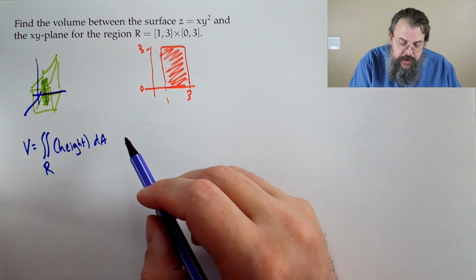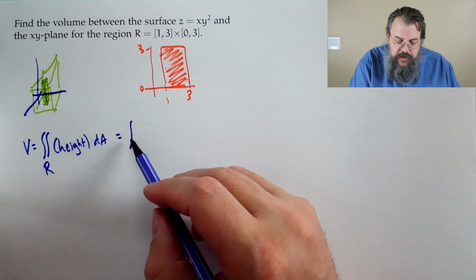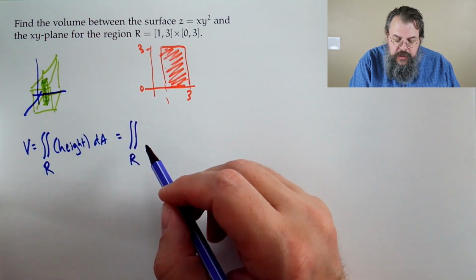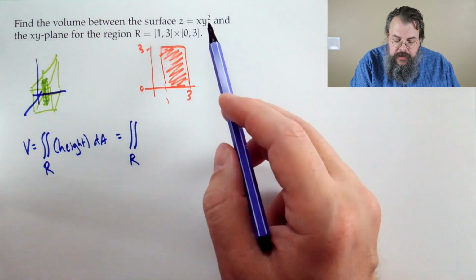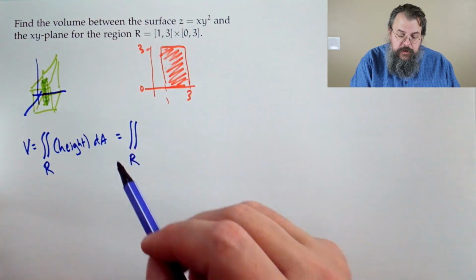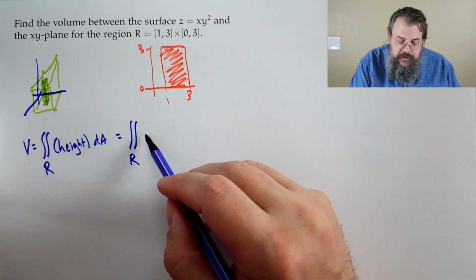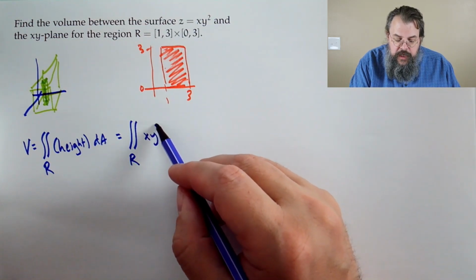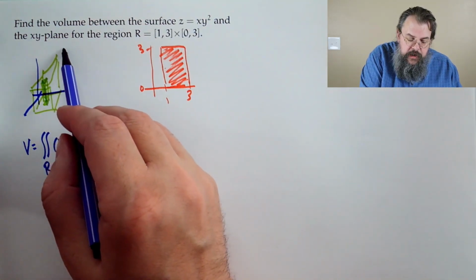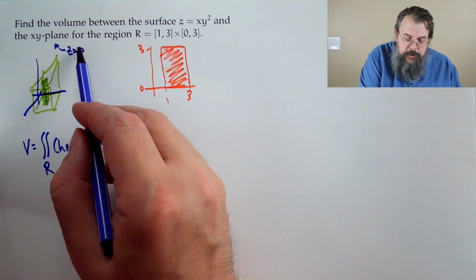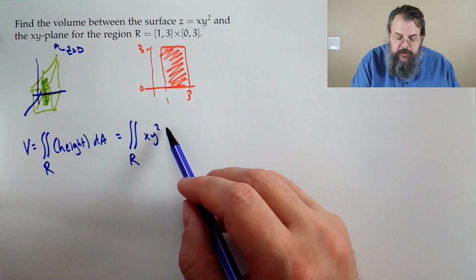Well, for our case, we're like, fantastic. Integral over our region, and then our height is the surface, because we're going from the surface down to the plane. So that height is just the difference. Well, the plane, this is secretly another way of saying z equals 0. So the integral xy squared dA.